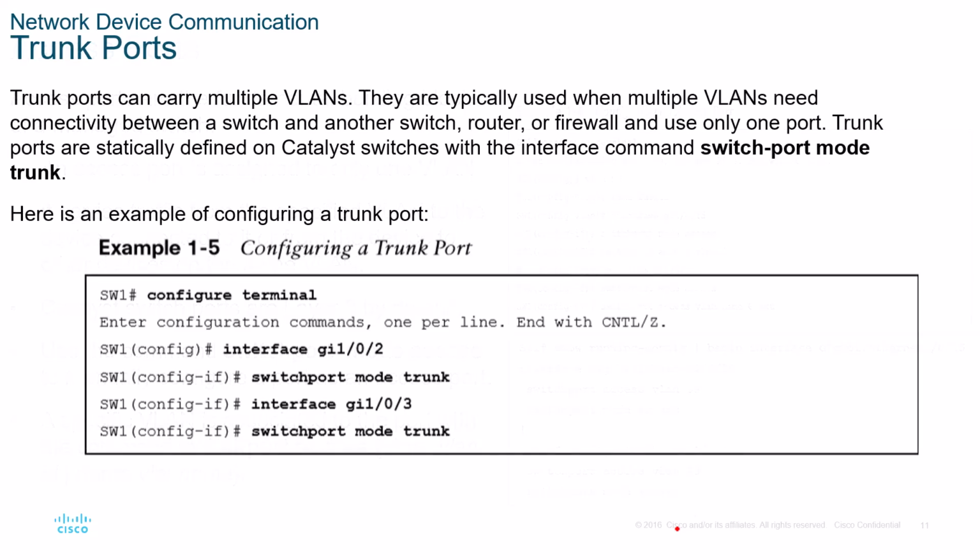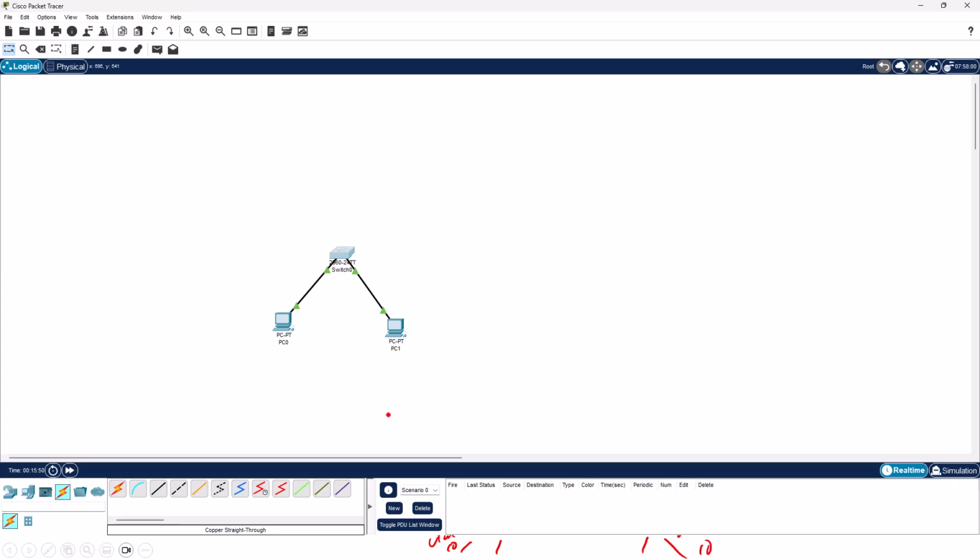So now, what about trunks? What happens if we have multiple switches with VLANs on them, and we want VLAN 10 to communicate with VLAN 10 on another switch? Well, that means we need to set up a trunk. We do that by navigating to the interfaces on both sides and changing them to a trunk mode. So let's hop into Packet Tracer and do that. I'm lazy, so I'm just going to copy and paste.